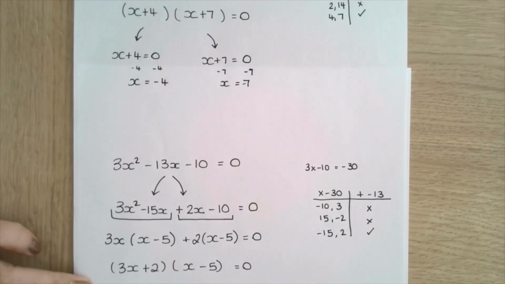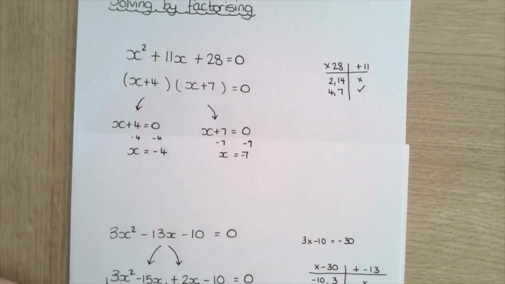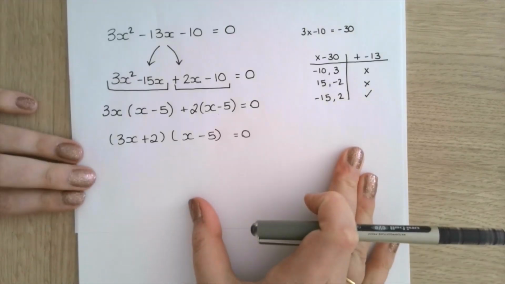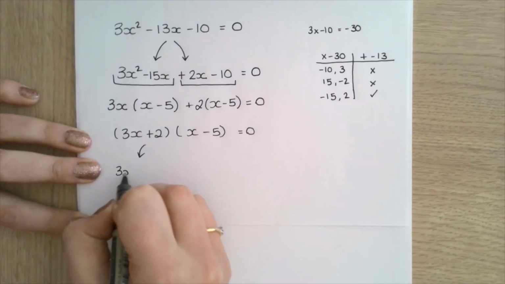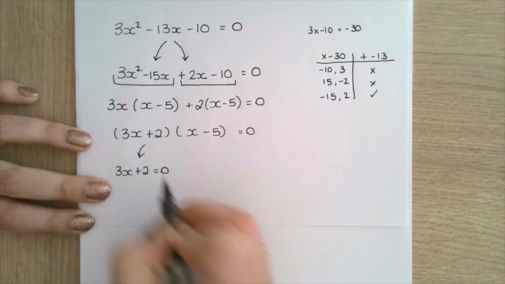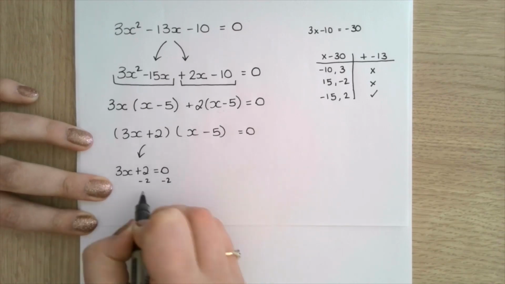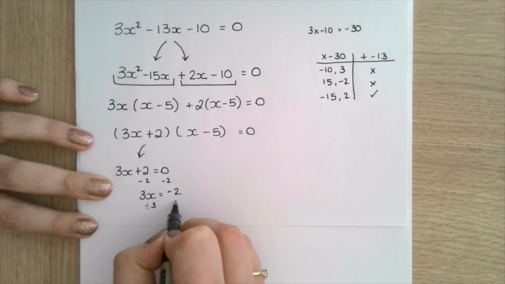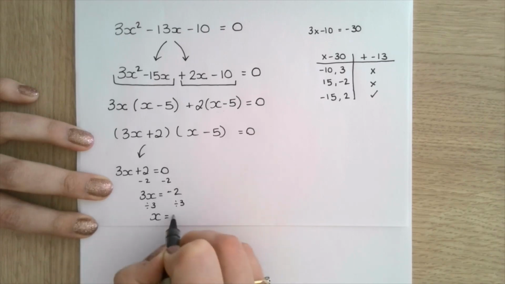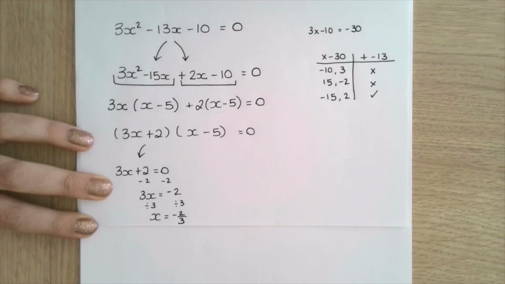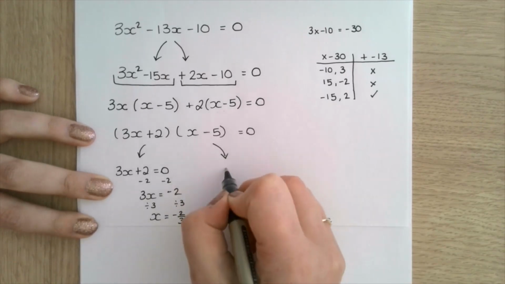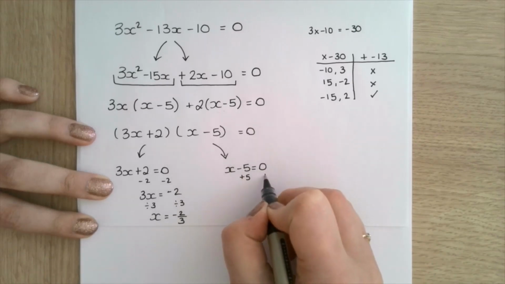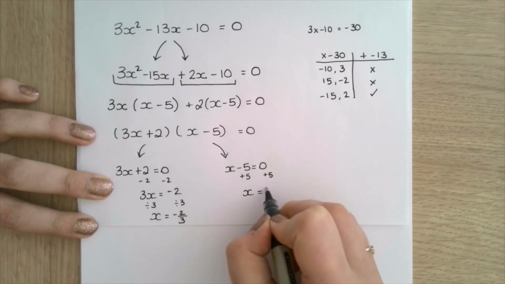Just as I did with the previous example, I've got two numbers multiplying to make 0. I'm going to show that each bracket could be equal to 0. So I'm going to have 3x plus 2 equals 0 and rearrange it. So minus 2 from both sides, 3x equals negative 2. Divide by 3 on both sides, I get x equals minus 2/3. I could also have x minus 5 equals 0. So I'd have to add 5 to both sides. So x is equal to 5.